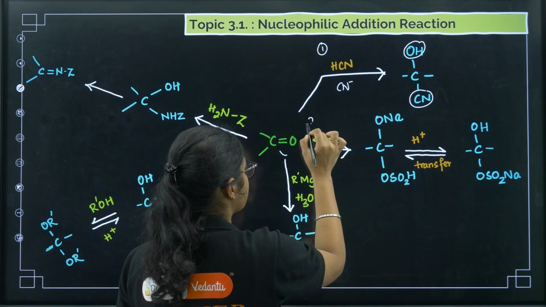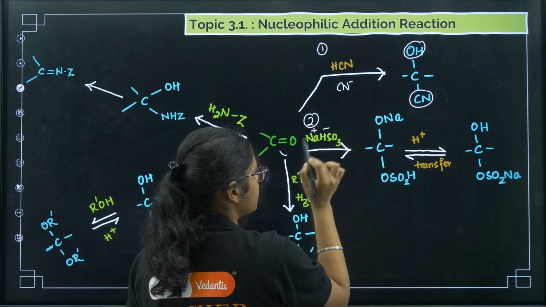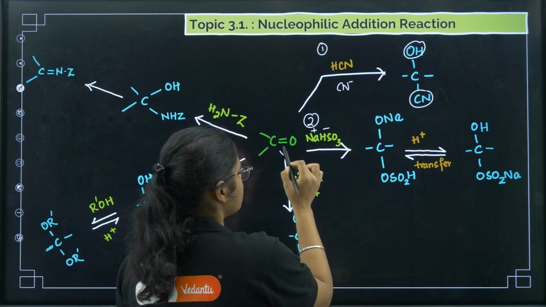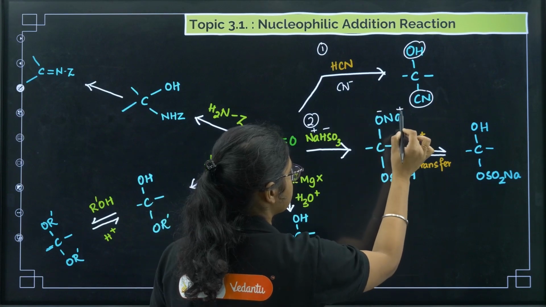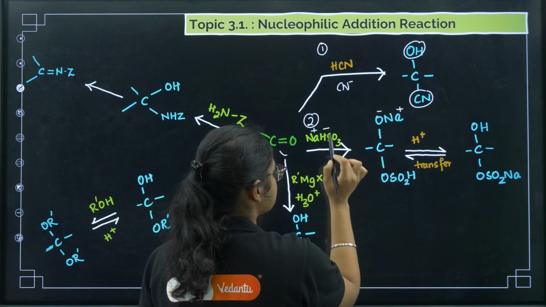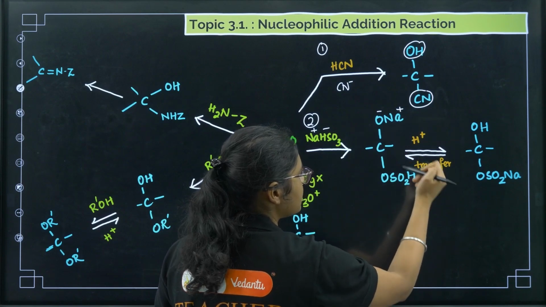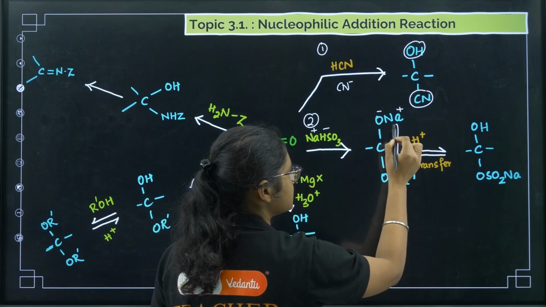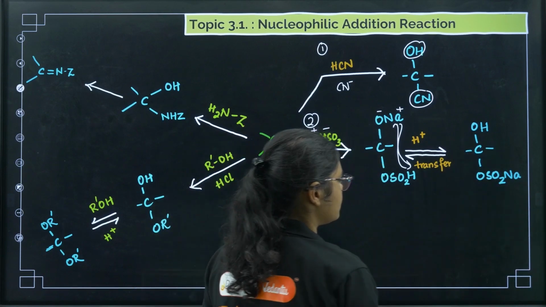Next, the second one is addition of NaHSO3. Here how does the bond break? Na plus and HSO3 minus. O minus will take Na plus, and the C plus will take HSO3 minus, this part. Then there is proton transfer. This H goes here and this Na plus comes here. So we get OH and OSO2Na.